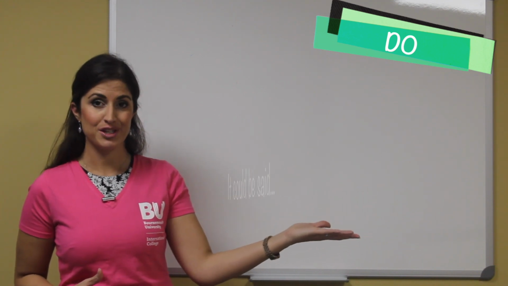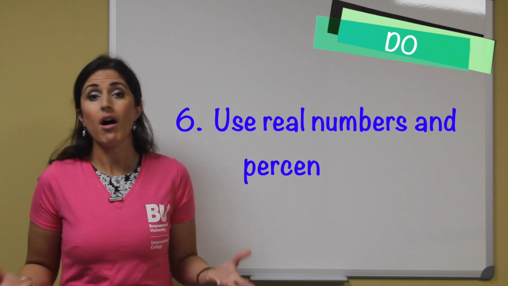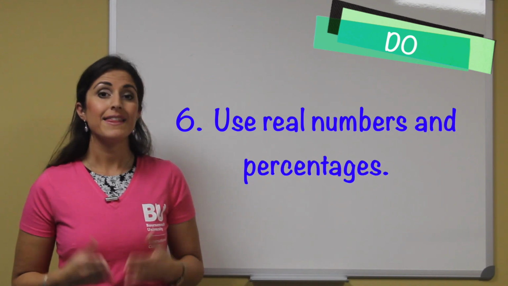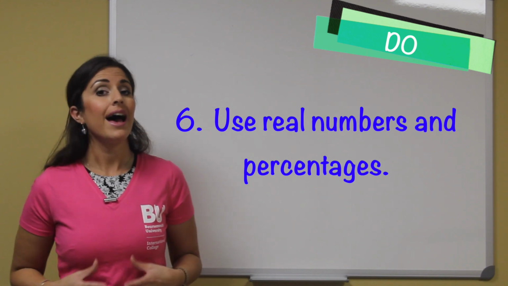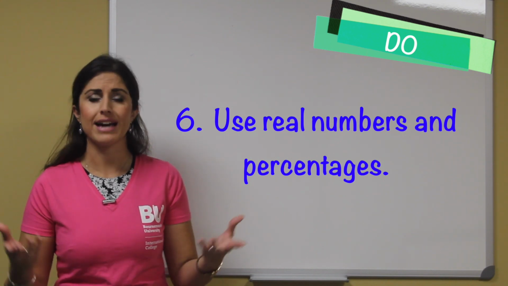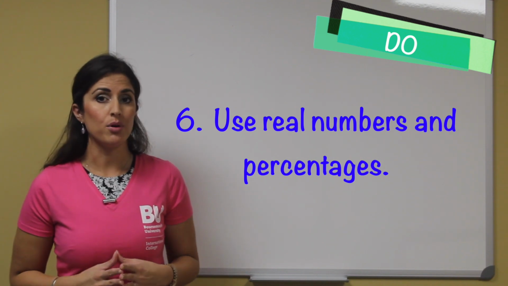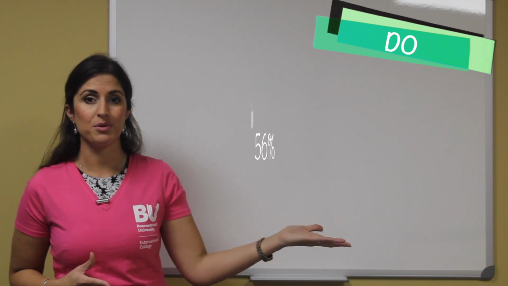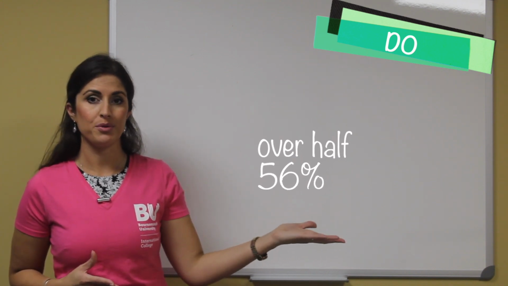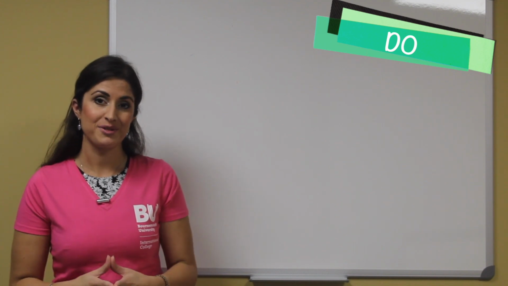It could be said. It's also important to use real numbers and of course percentages. This is particularly true if you are researching a paper and you have the time to find out facts and figures. So rather than saying some people thought that, you would have 56% of people, over half of people. Make sure that you have got your figures correct.